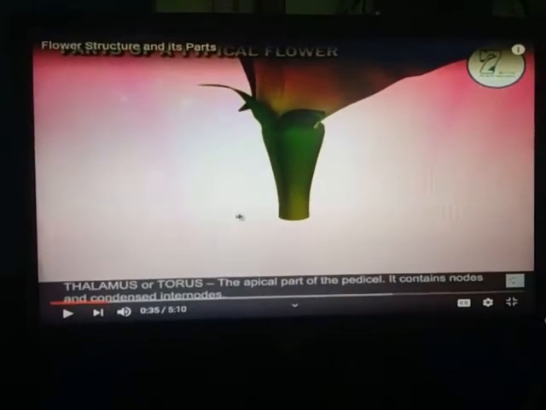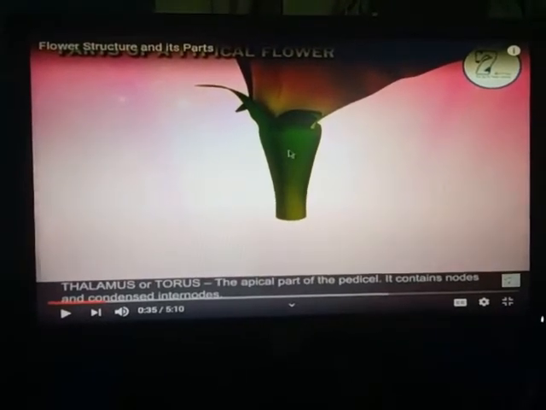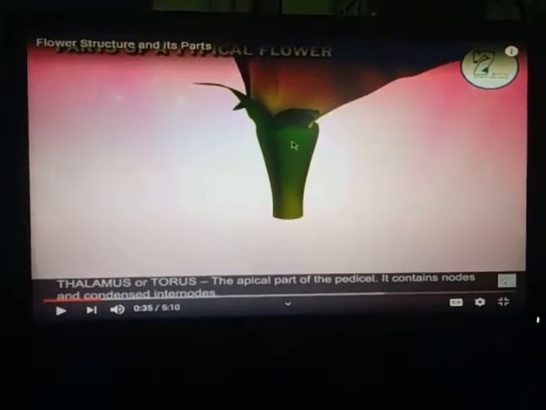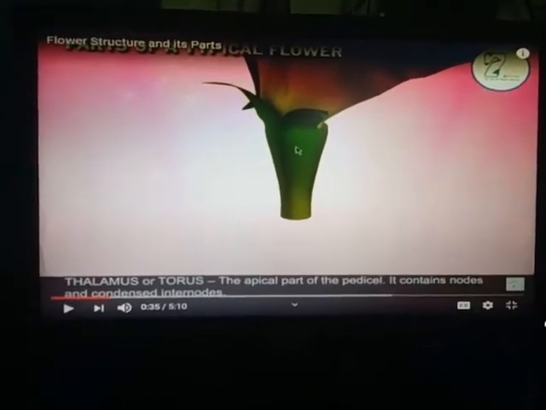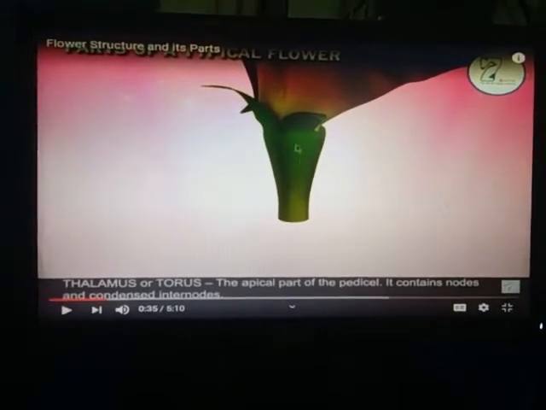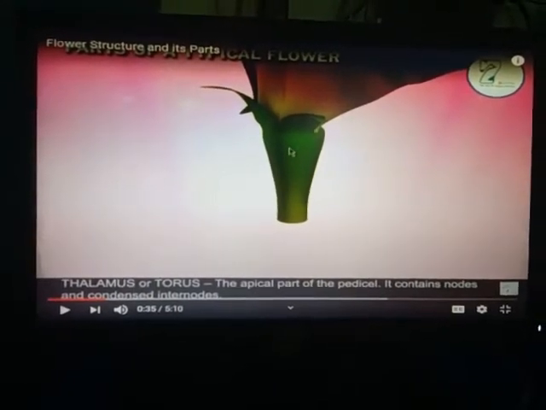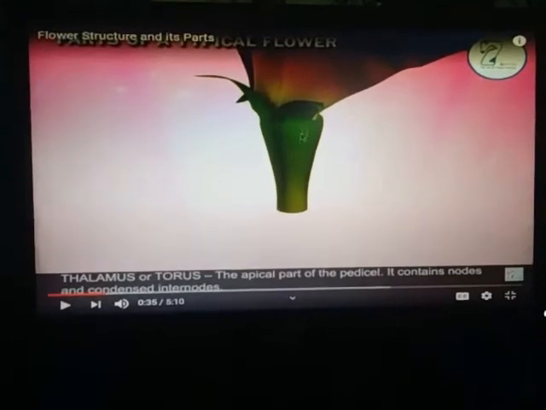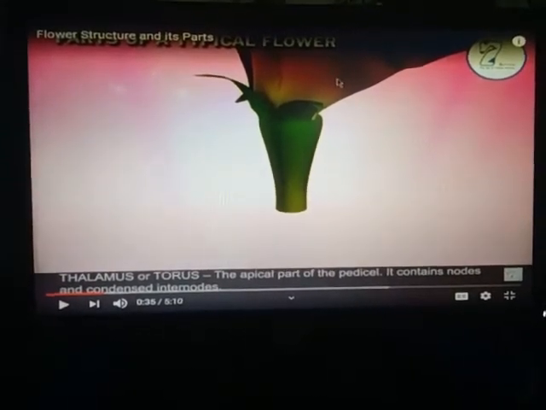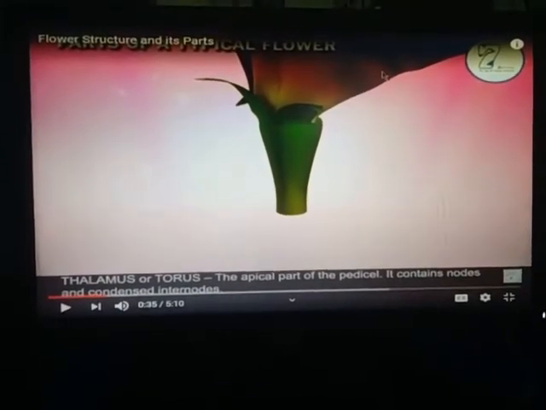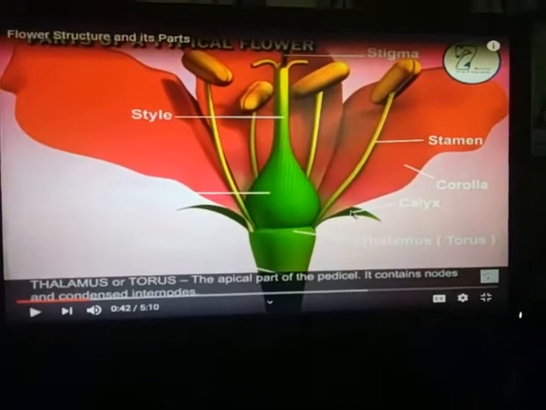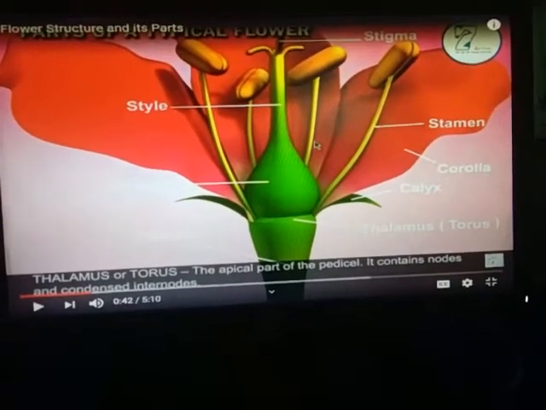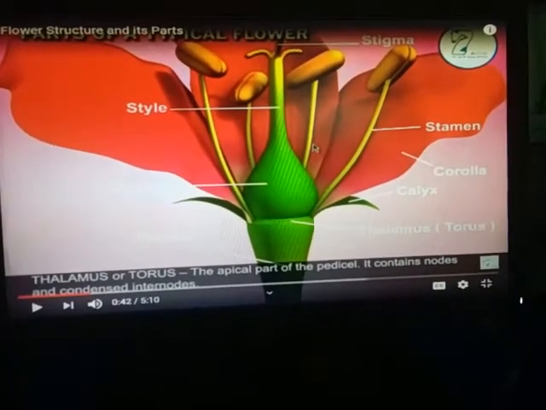First part, the thalamus or torus. This portion is a swollen part, that is thalamus or torus. It is the apical part of the pedicel, and it contains nodes and condensed internodes. This portion is called thalamus. It is the base of all floral parts, on which all floral parts are attached to the flower. Here we can watch each part more clearly through this diagram. It is represented here.